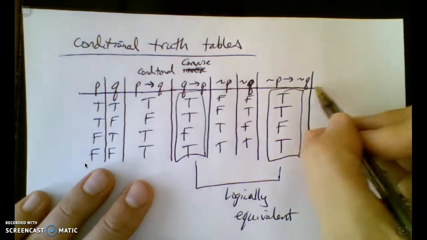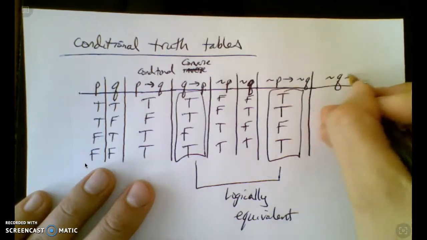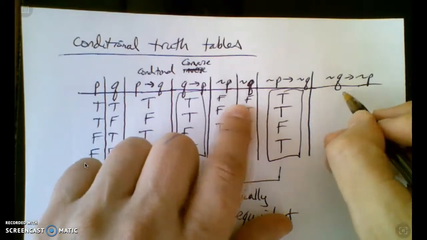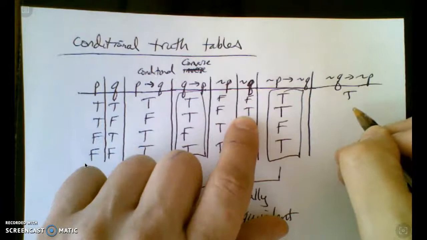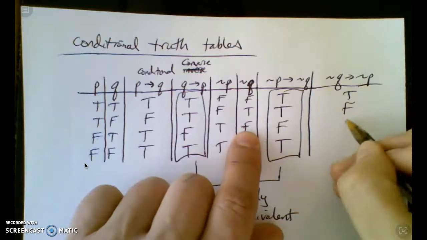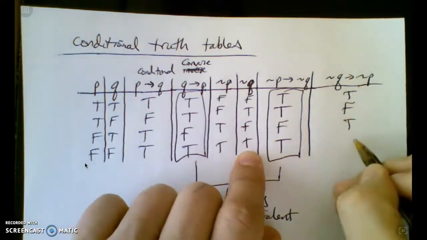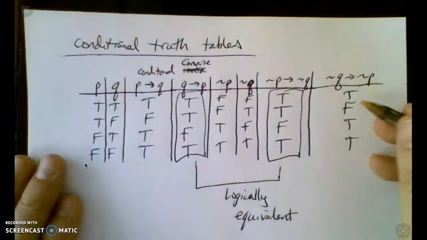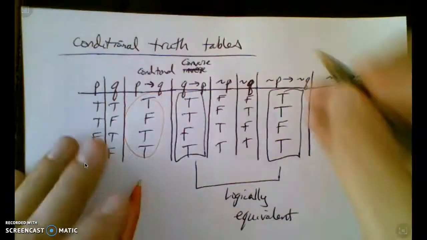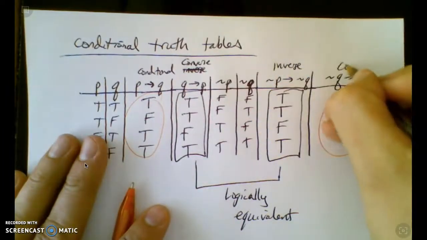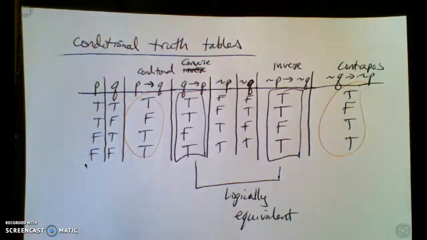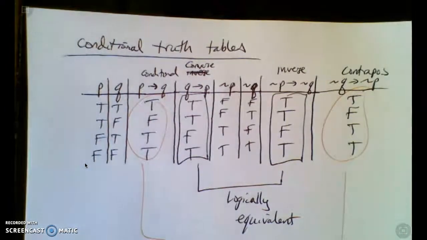Okay, and then we can do the last one, which is not Q implies not P. And we say, okay, let's see, false is the if, so whatever's true. If I start out true and I end up false, that's a lie. If I start out false, I don't care what it is, it's true. And if I start out true and end up true, it's true. Now notice this one. This guy and this guy, the contrapositive, is logically equivalent to the conditional.